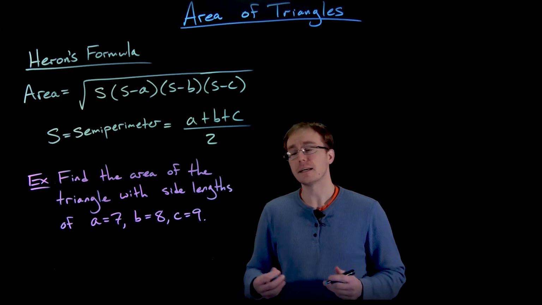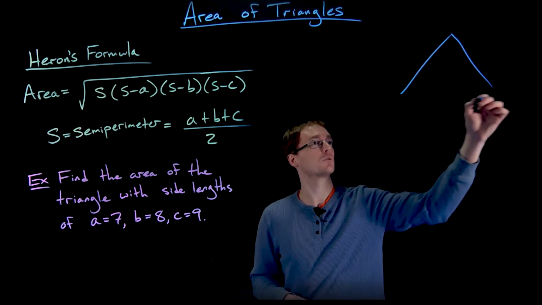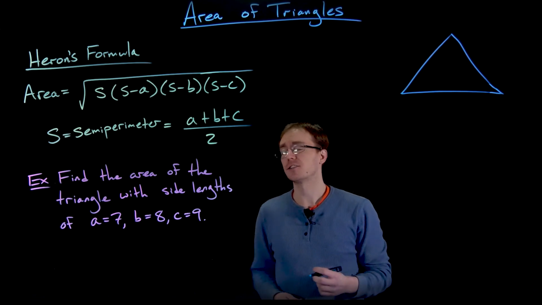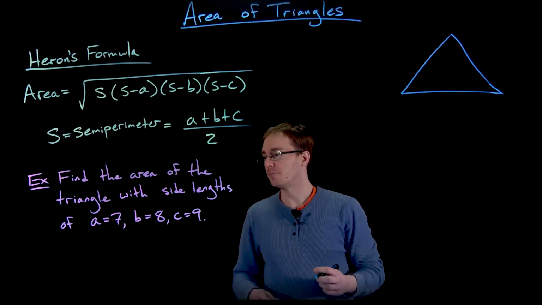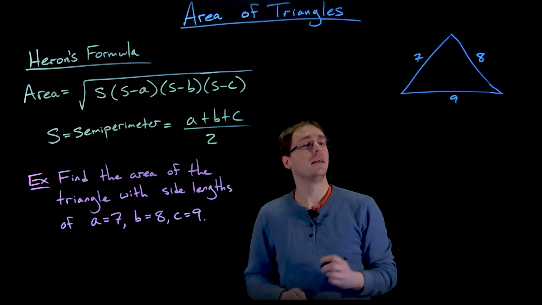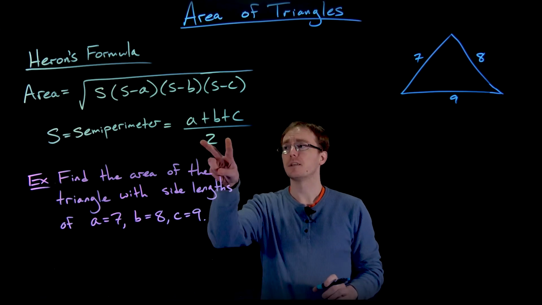So in this example, we definitely want to use Heron's formula, and drawing a picture isn't necessary, because we're just basically going to plug everything into our Heron's formula, but it's still nice to have a picture. So let's go ahead and draw one. So our side lengths are 7, 8, and 9.